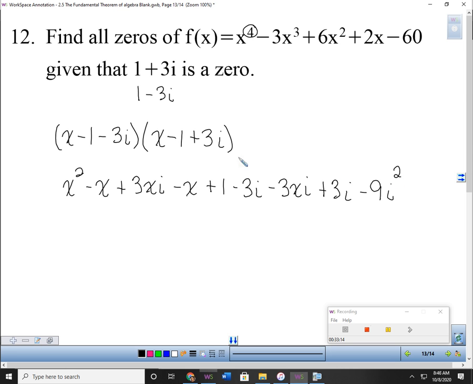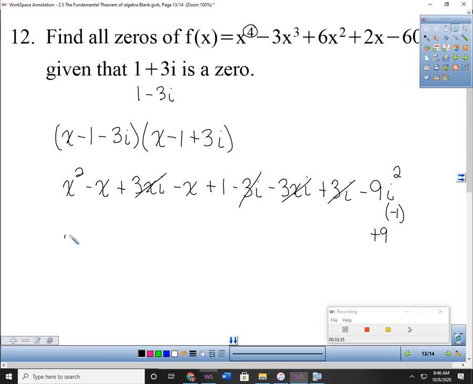So the 3xi and the negative 3xi cancel. The negative 3i and the positive 3i cancel. And then because this i squared is negative 1, that's going to change this to a positive 9. So I'm going to put all of that together. So that gives me x squared, negative x and negative x, that's negative 2x. And then you have 1 and 9, that makes 10.